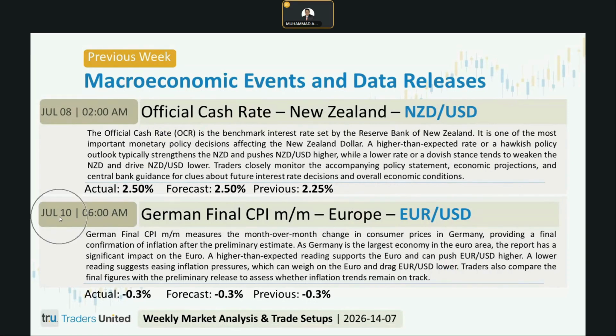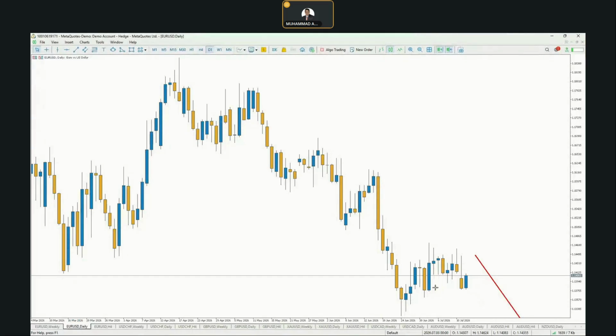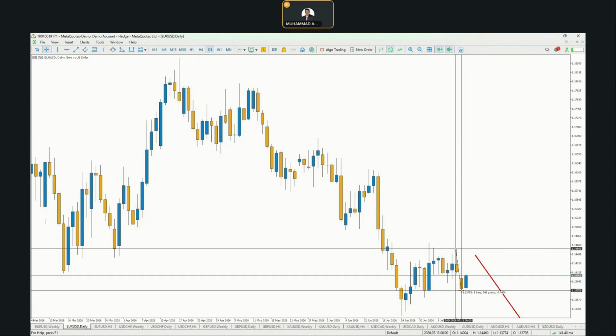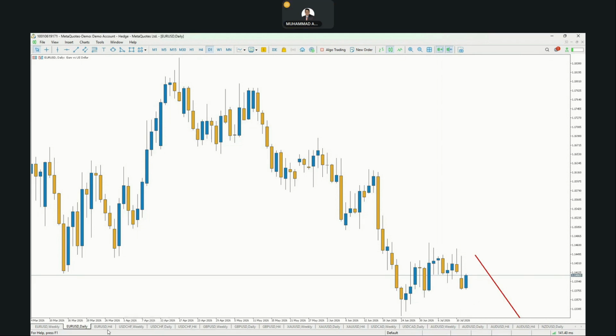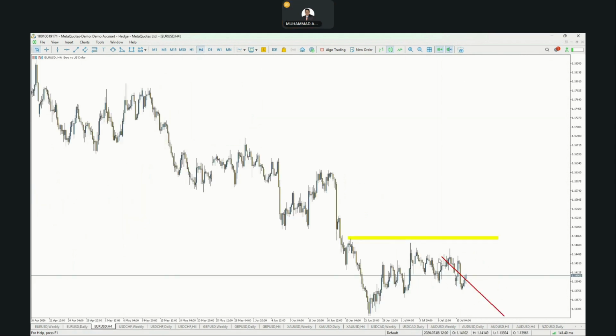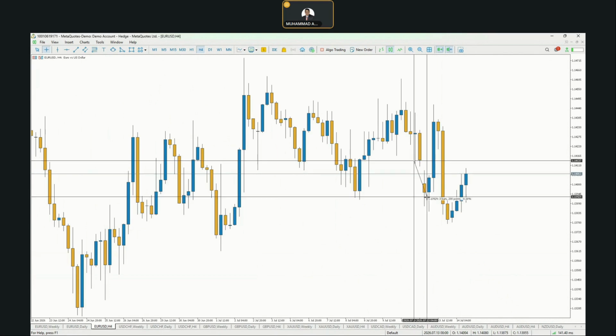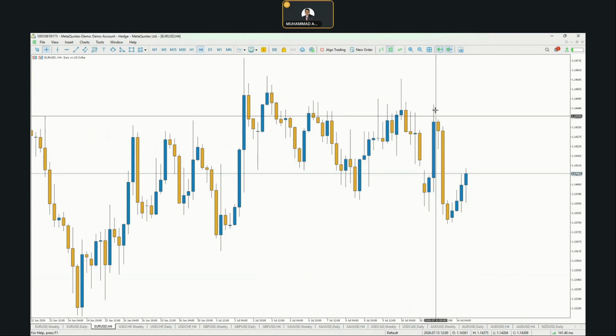So on July 10th at 6 a.m. UTC time, we got the news announcement, which is right over here. So this is where the euro dollar showed a nice drop in price action. Price even showed a gap first, but it actually filled that gap. Let me go over to the 4 hour. This was the gap. Price opened with a gap, then it filled the gap, and then dropped back down again.